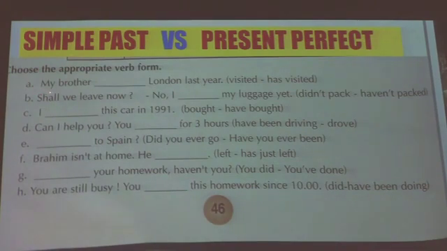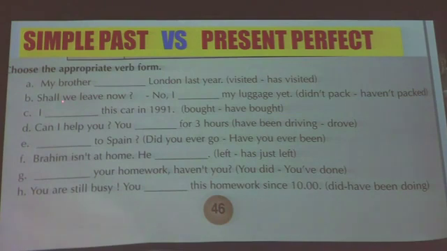So for A, we have: my brother, here in London, which is a place, last year. Pay attention here. Last year. This indicates the appropriate tense which we're going to use here. I'm not going to rush and tell you which tense we're going to use. So pay attention to this indicator, last.